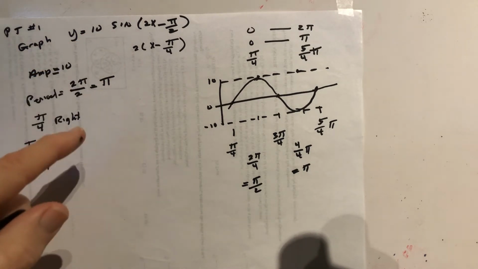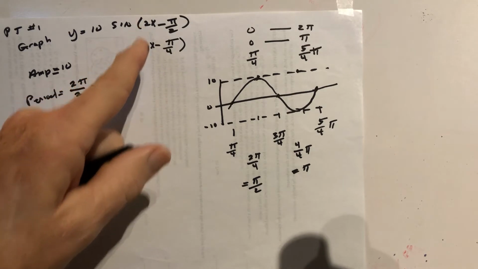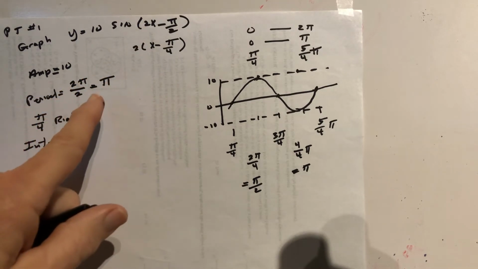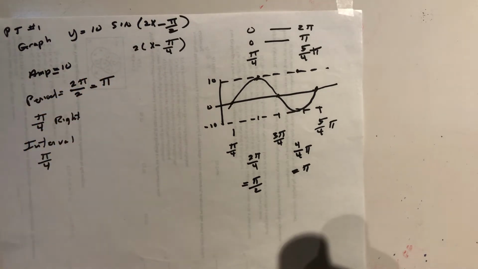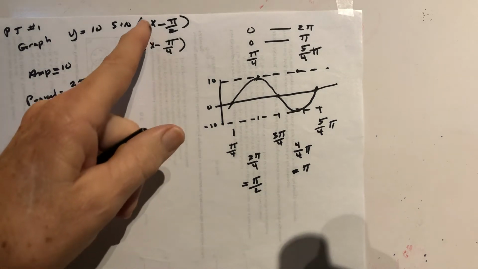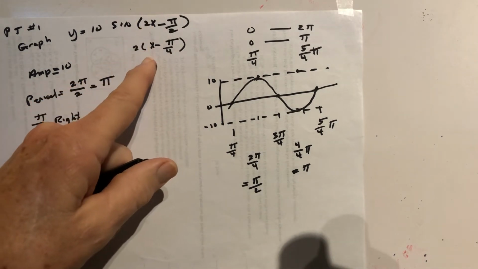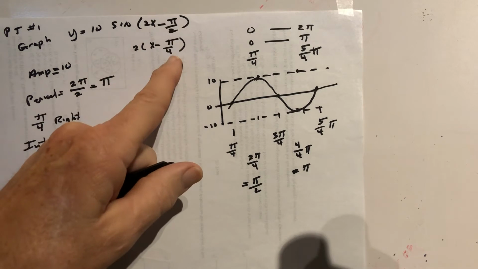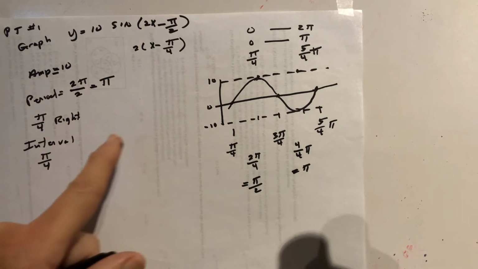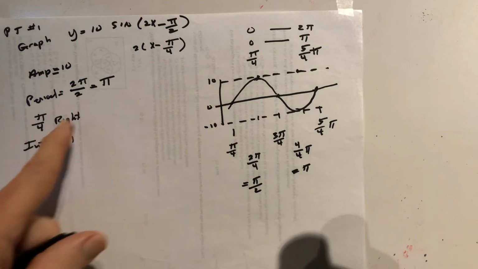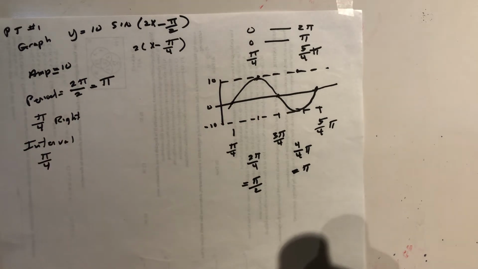The period, we have to take the 2 and divide it into 2 pi. So the period, instead of 2 pi, is pi. Then you have to factor out the 2. So pull out the 2, leaves an x. Divide that by 2, you get pi over 4. So it's pi over 4 shifted. It's negative, so it's shifted to the right.